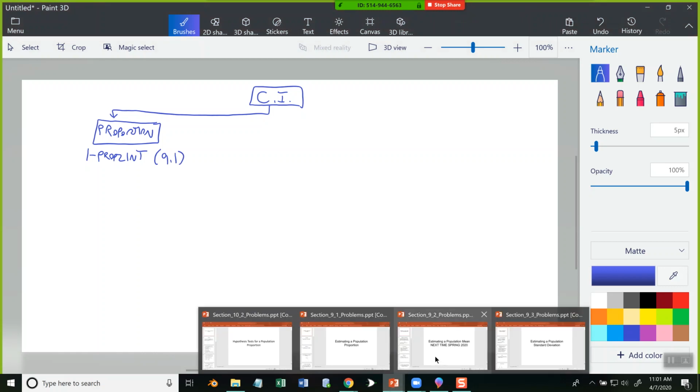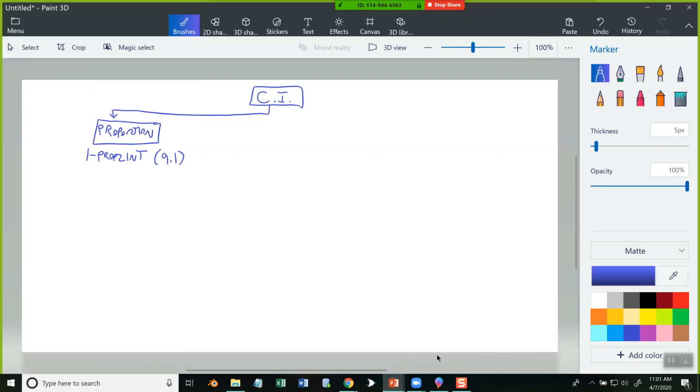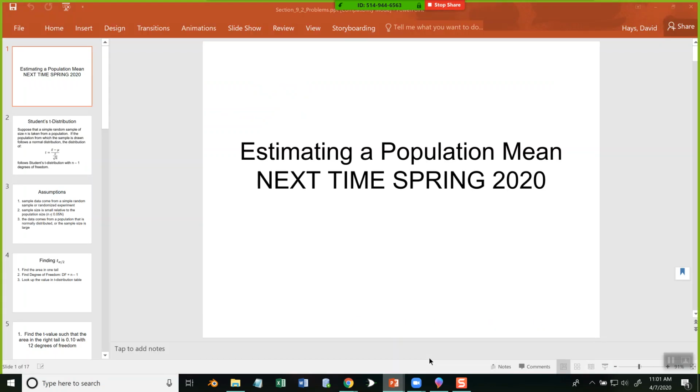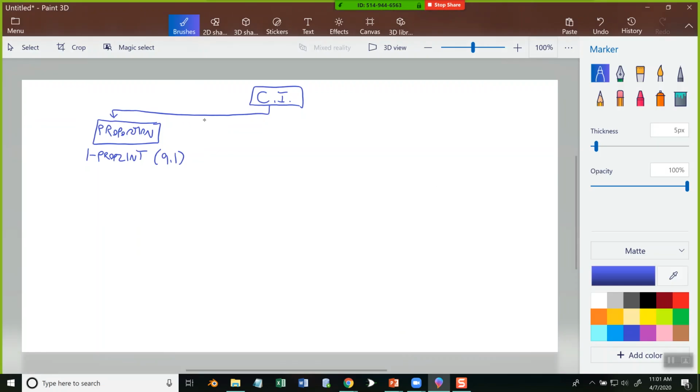In 9.2, we were estimating population mean. So if we're estimating a population mean, remember we used t-interval.